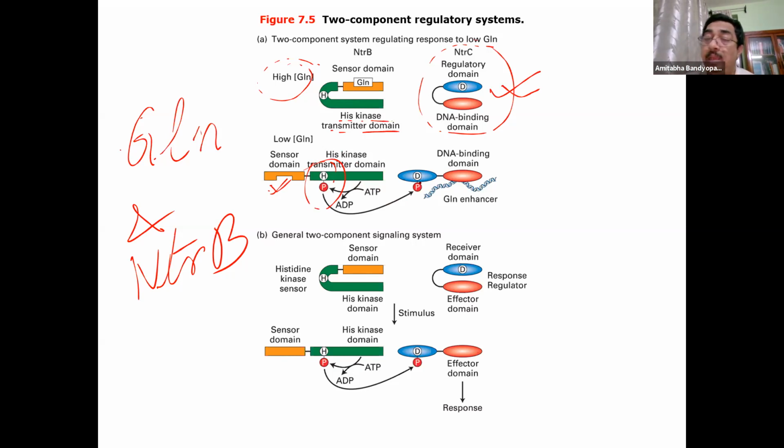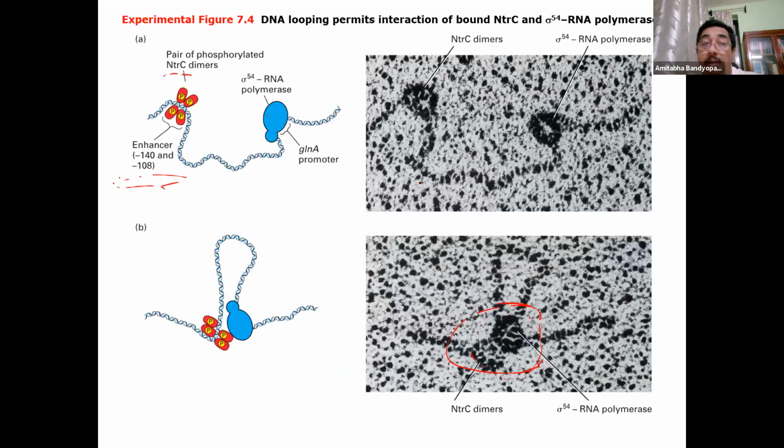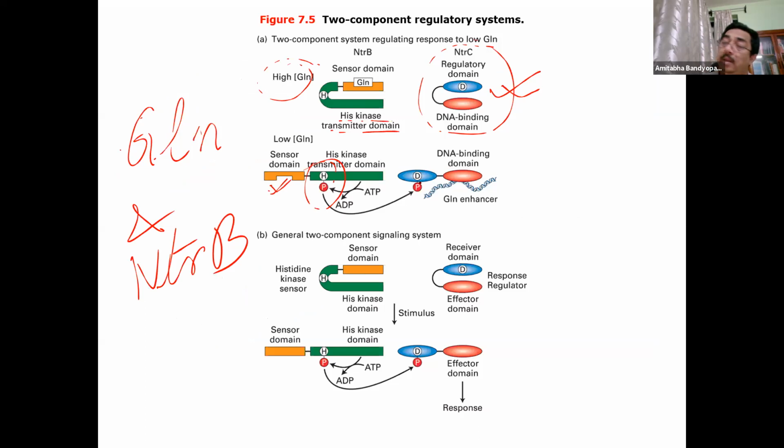Now it is phosphorylated NTRC, which will go and bind to the DNA in the enhancer region, here in the enhancer region. And because it is bound, it will then interact with RNA polymerase and recruit it there, and then transcription will happen. So this is how, in an almost eukaryotic-like manner, transcription can be controlled in prokaryotes. And this is not just true for glutamine biosynthetic pathway enzymes.